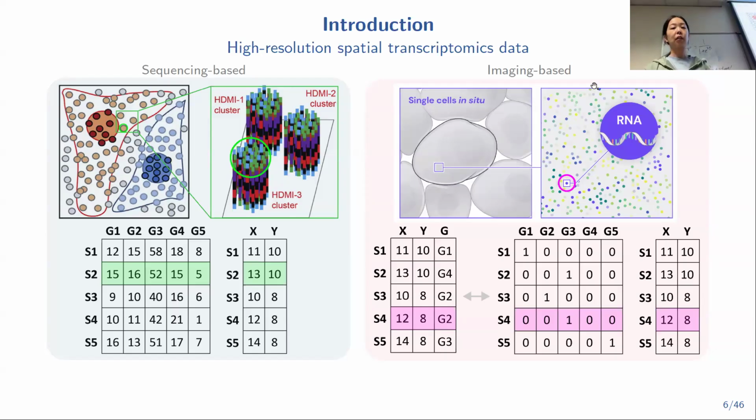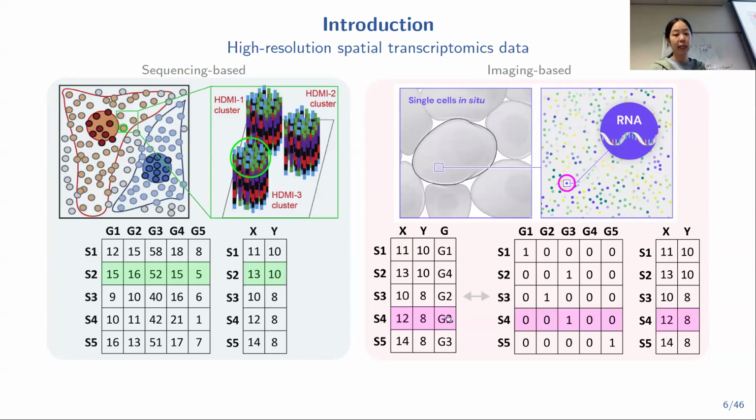So this is basically how this processed data looks. There's another type of technology called imaging-based, where the data is a slightly different flavor. A cartoon is here. It has many point clouds. There are lots of points, but the points have different colors. The colors code different genes.